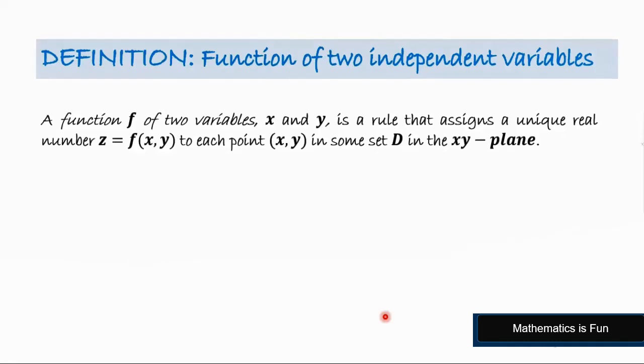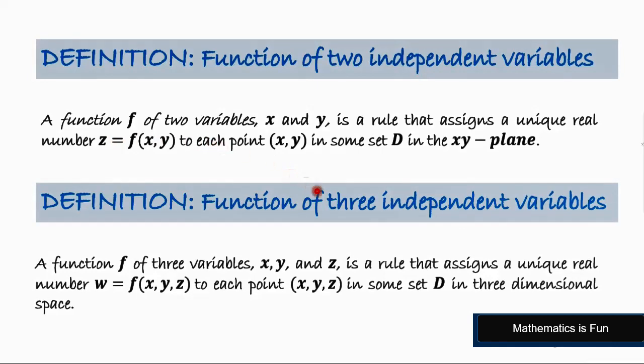Now let's go through the formal definition of a function of two and three independent variables. A function of two variables x and y is a rule that assigns a unique real number z to each point (x, y) in some set D in the xy plane. So here the important thing is the xy plane. Here the input is not a single real number. Here we have the input in the form of an ordered pair, which is a point on the xy plane, and the output is the single value z.